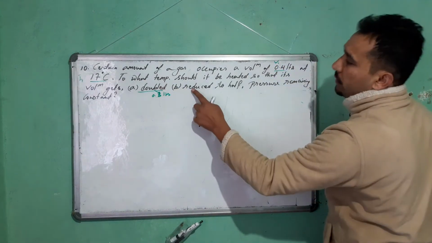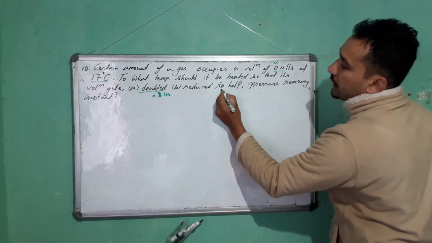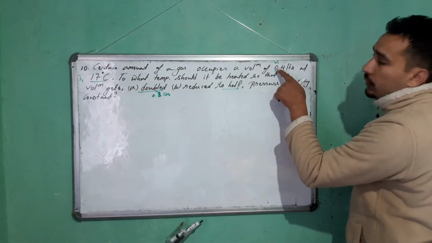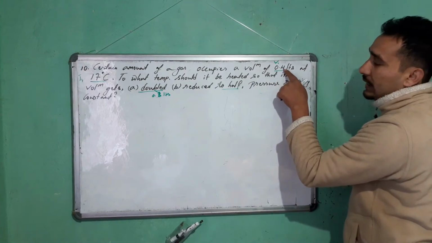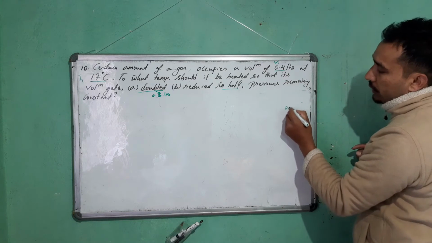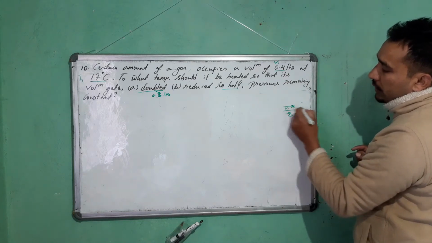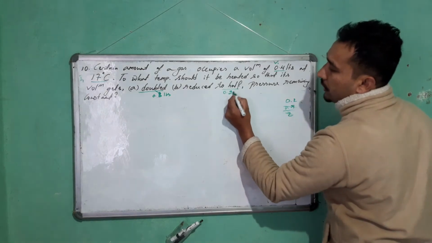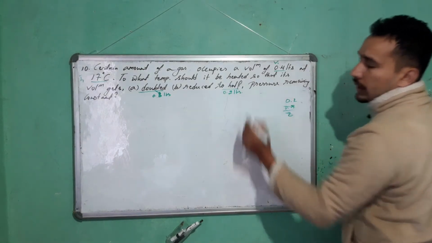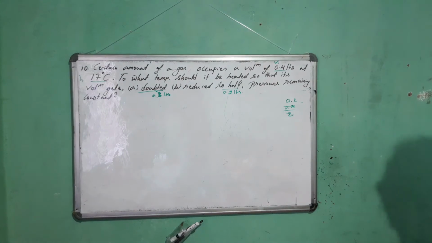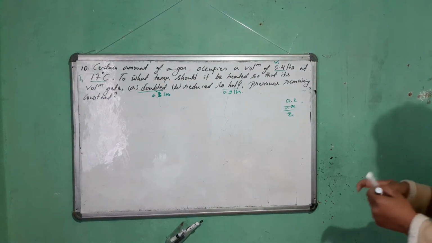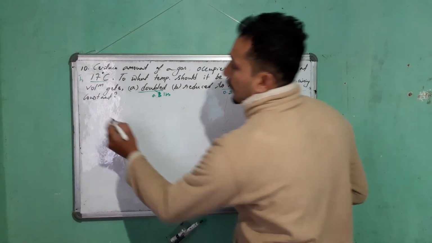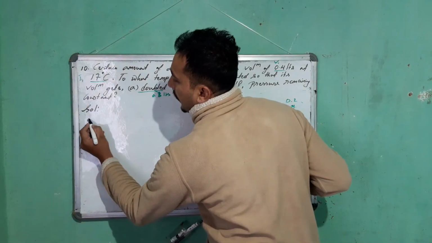Number A is this, and number B is reduced to half. Reduced to half means the original volume was 0.4, and when it gets reduced to half you have to divide by 2. This divided by 2 gives 0.2. So reduced to half means V2 will be 0.2 liters. With these values you have to calculate the temperature. So the solution, number A, I'll do directly.